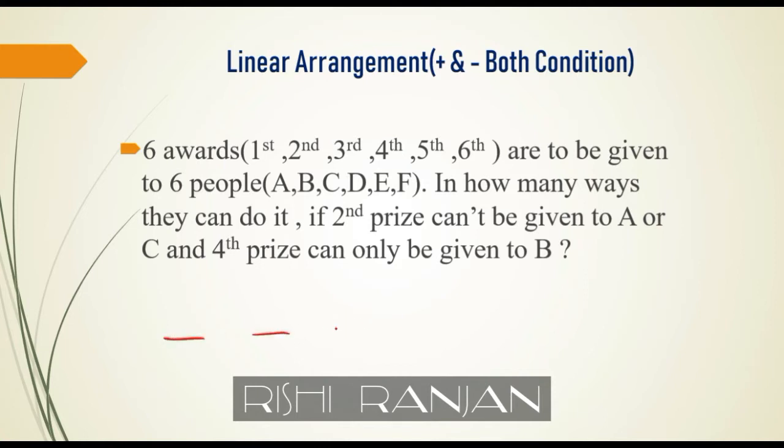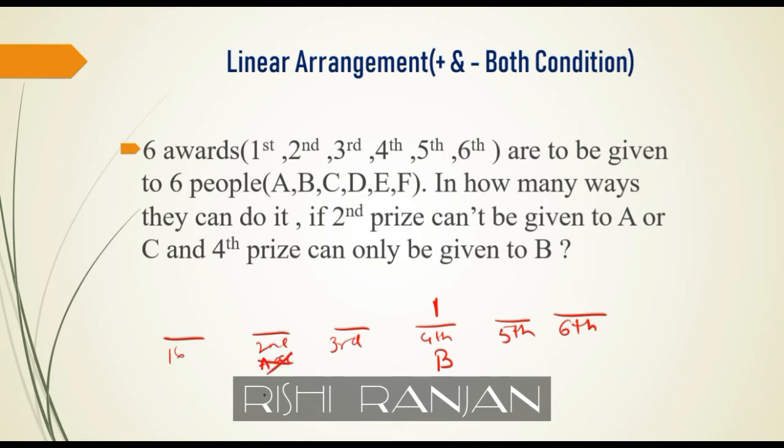1, 2, 3, 4, 5, 6. First award, second award, third award, fourth award, fifth and sixth award. Now they are telling us the second prize cannot be given to A or C, which is negative. First we'll go to positive. Fourth prize can only be given to B. One option. Now B is gone. So the second prize cannot be given to A or C.